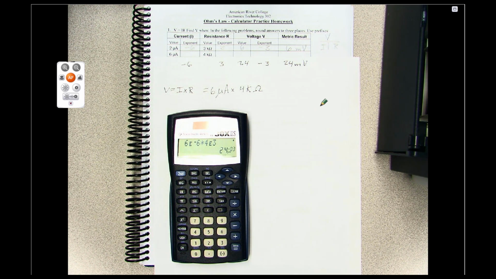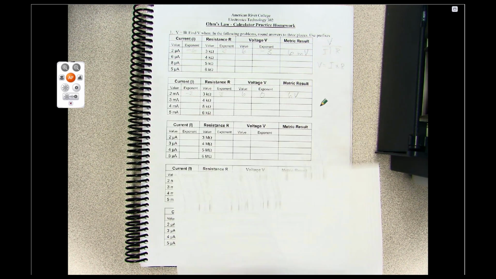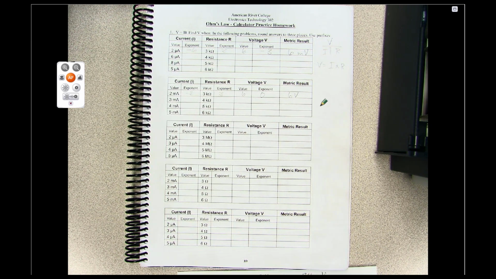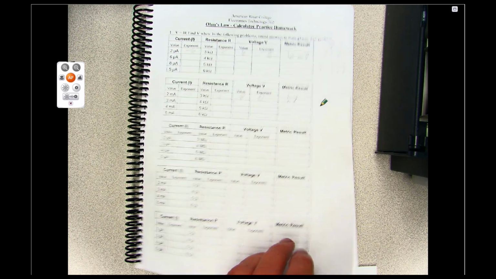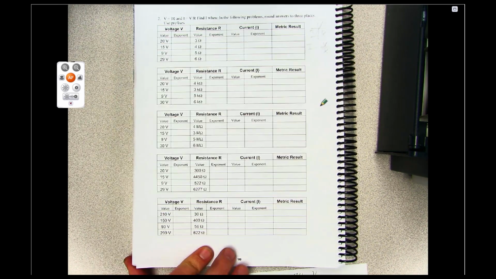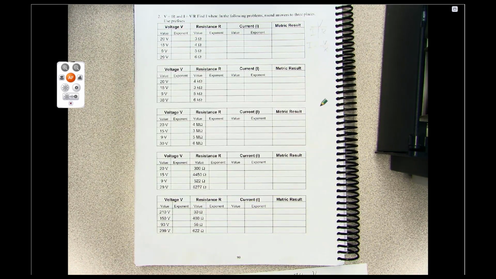Do we have to round up if it's too big? For example, the last one on this page, or the next page. Okay, down here where we've got volts and ohms, yeah, let's do that one.